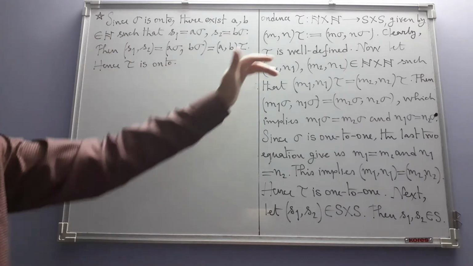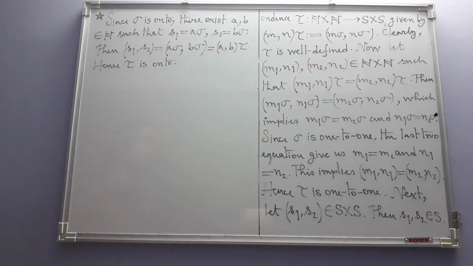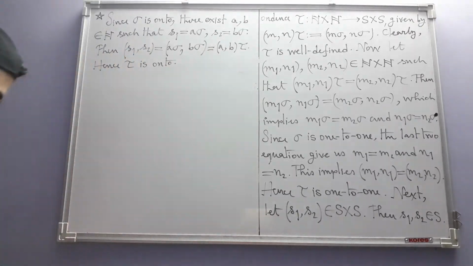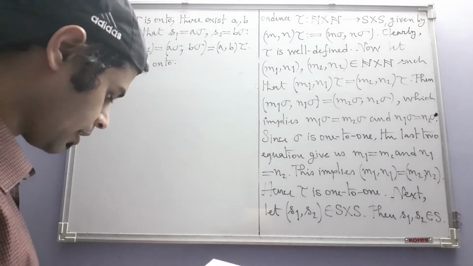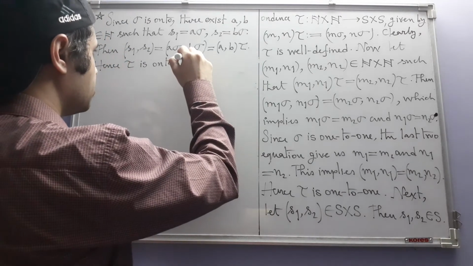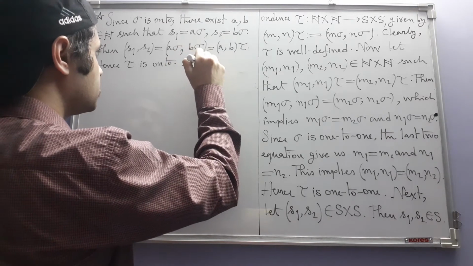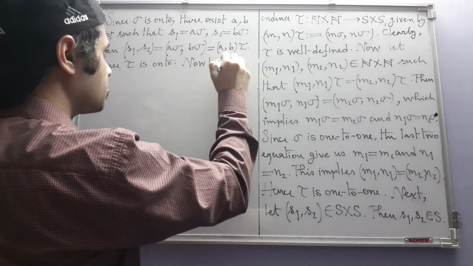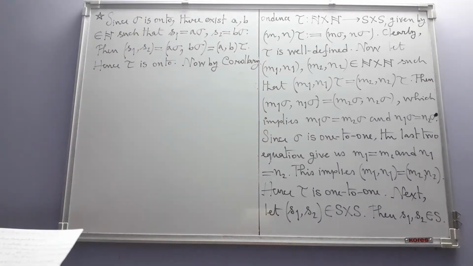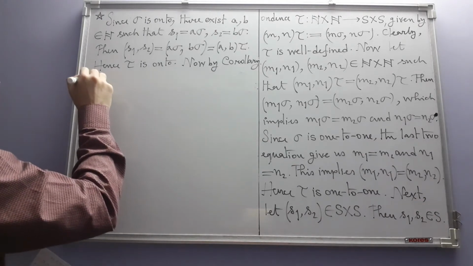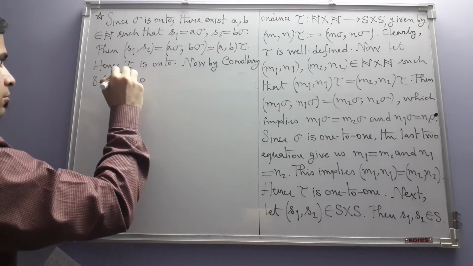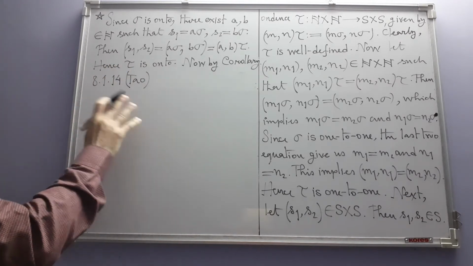So we have shown that tau is actually a one-to-one correspondence, right? Now we are going to use one result from Terence Tao's Analysis 1, and that result is this. Now, by Corollary 8.1.14, tau. By now you know what this means.